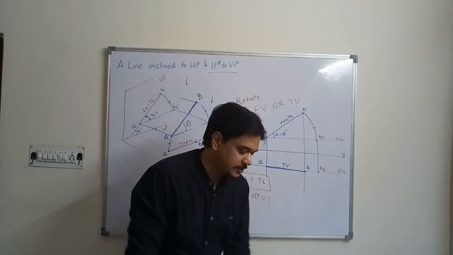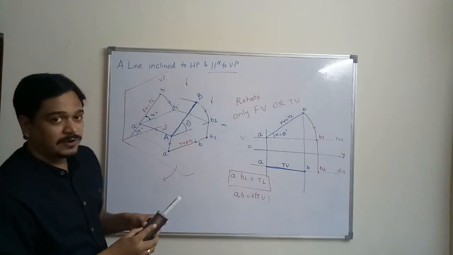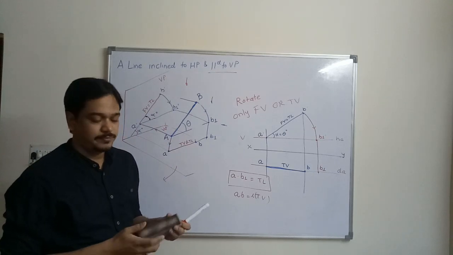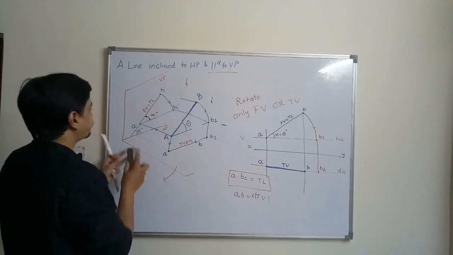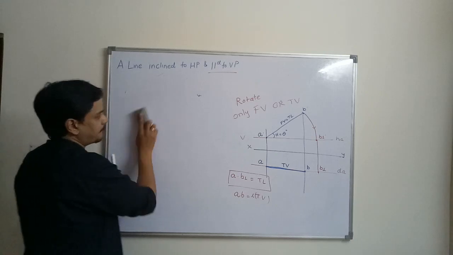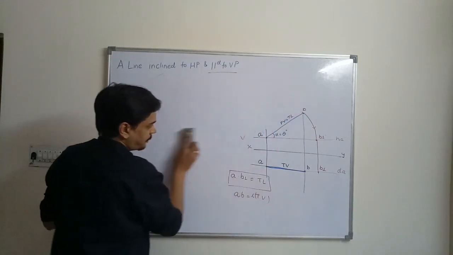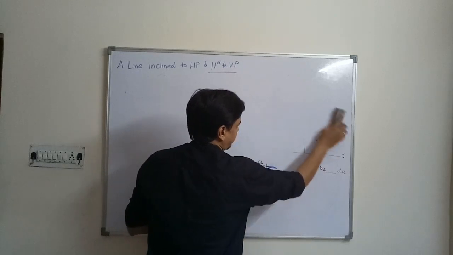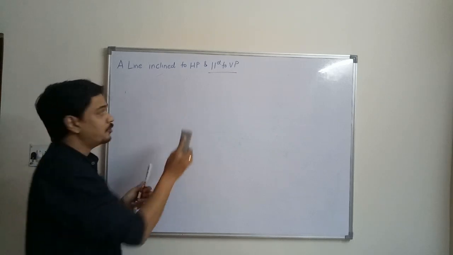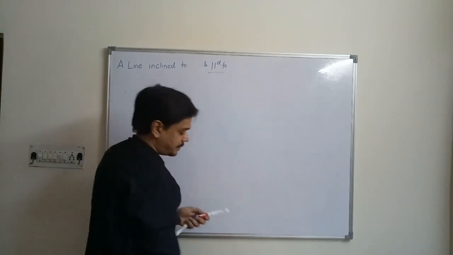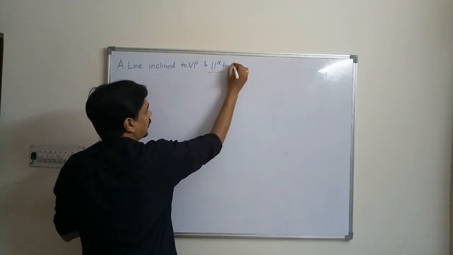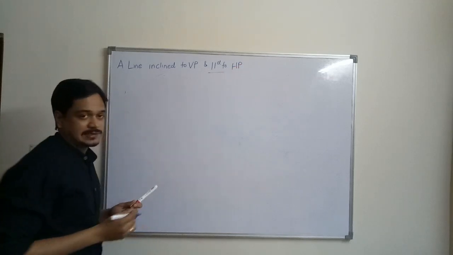Let us move on to the next position of a line. This case was a line inclined to HP and parallel to VP. So your next case is a line inclined to VP and parallel to HP. So, line inclined to vertical plane and parallel to horizontal plane. Exactly the reverse of the same.